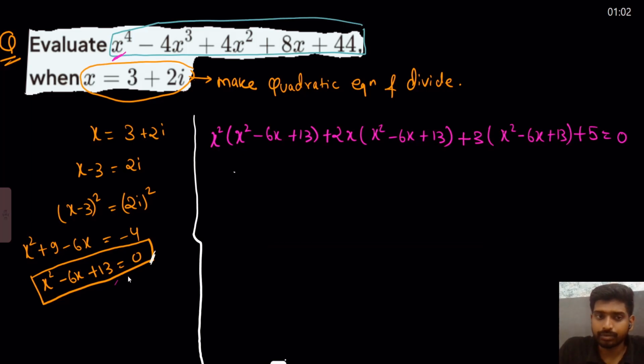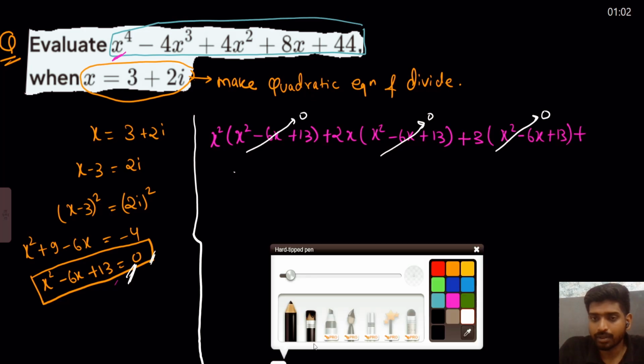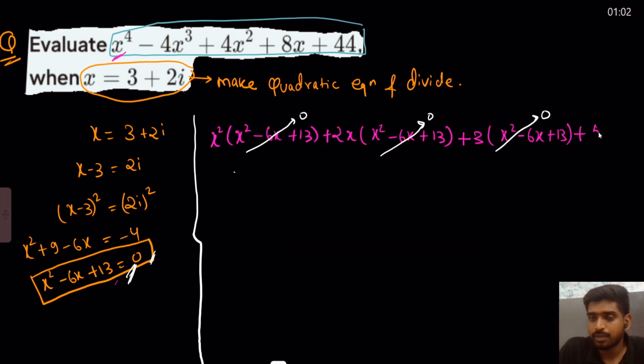This is 0. We know that this quadratic expression is 0, right? So this will be 0, this will be 0, and this will become 0. So what will I get here? 5 is there. Now, all these terms will become 0. So what is our answer? Our answer is 5.